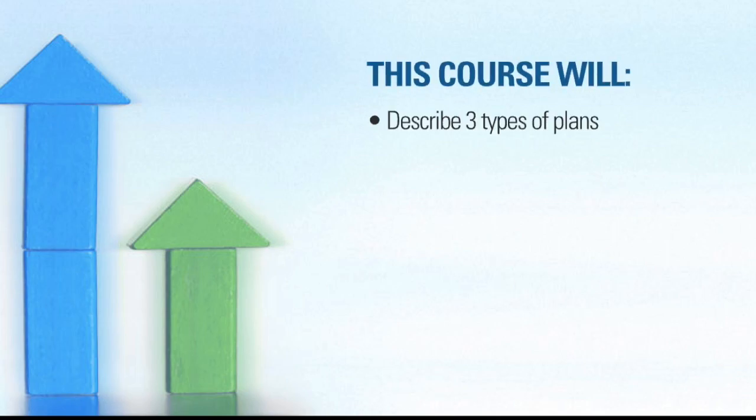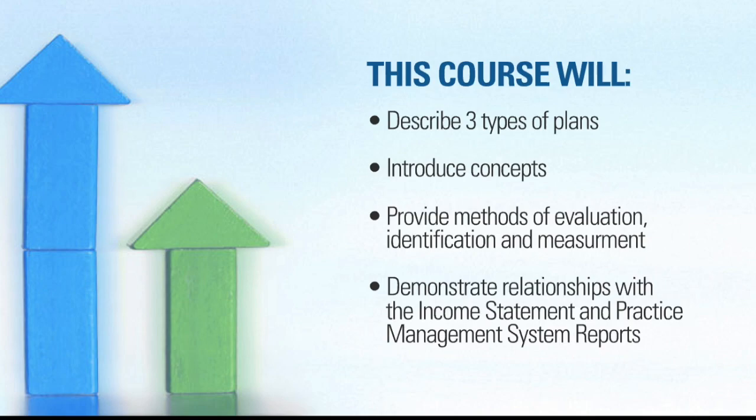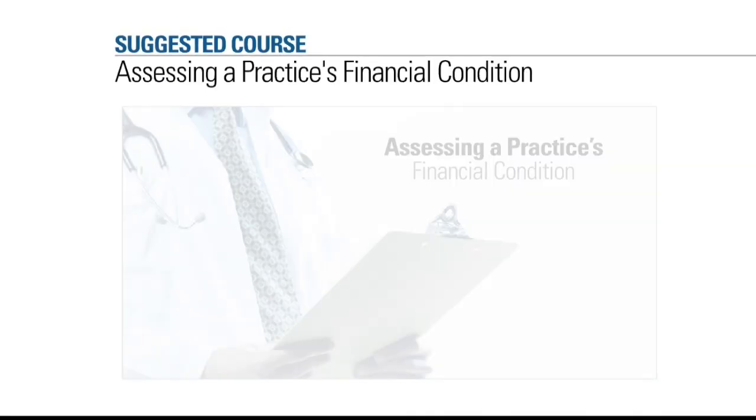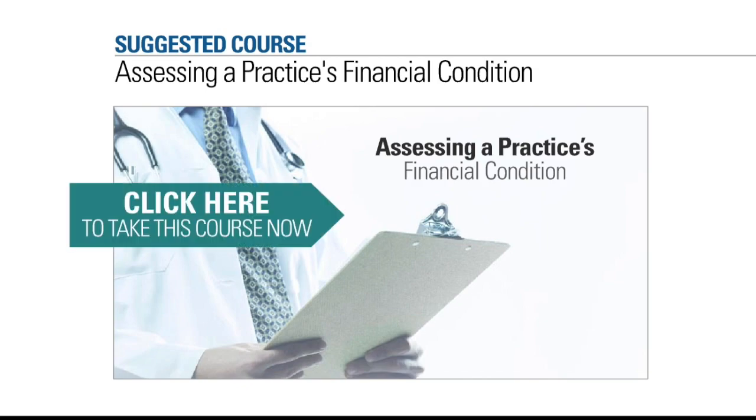This course will describe 3 different types of productivity-based compensation plans and why they might be appropriate in different types of practice settings. It will also provide you with a conceptual introduction to productivity-based plans, methods of evaluating productivity-based plans, methods of identifying and measuring the financial drivers in productivity-based plans, and relationships between productivity-based plans and the practice's income statement and practice management system reports. While it's not essential, it would be helpful if you've already completed the Career Physician course, Assessing a Practice's Financial Condition, prior to beginning this course.